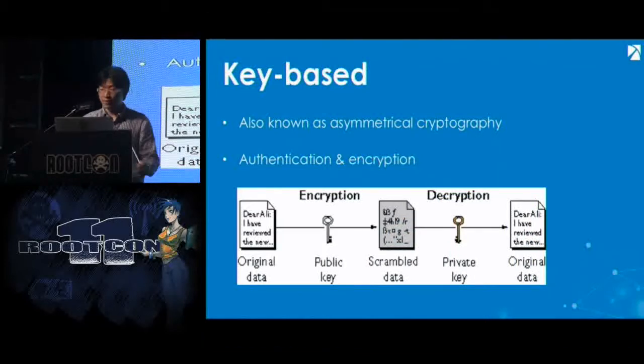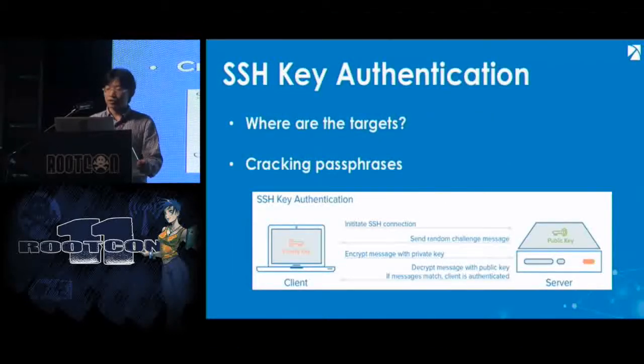Okay, key-based 2FA. This type of 2FA involves public key cryptography. It accomplishes two critical functions: authentication and encryption. To get the private keys to bypass 2FA, you must first locate the targets that support key-based authentication. Most private keys are protected by a passphrase, so after you get the private keys, the next thing to do is to crack it before you can use it.